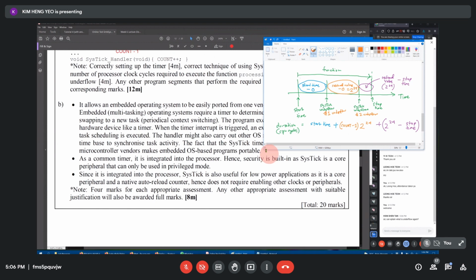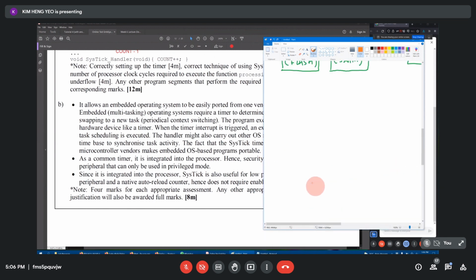Underflow is this. You see, let's say I have an 8-bit timer. An 8-bit timer means the timer starts at 00000000, plus 1 becomes 1, plus 1 becomes 2, all the way until 11111111. So this is 0, this is 1, this is 2, counting all the way until 255. So at 255, when you plus 1, what happens?